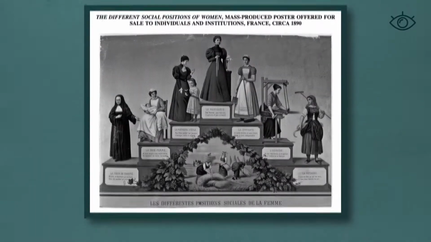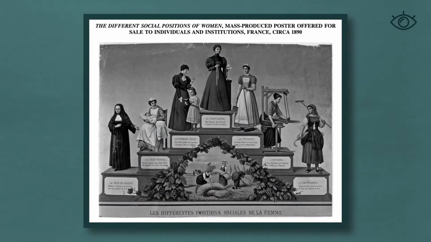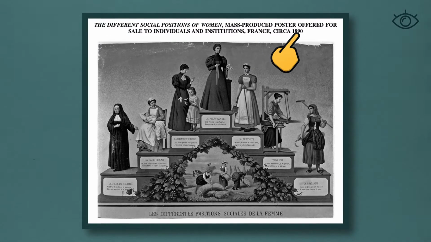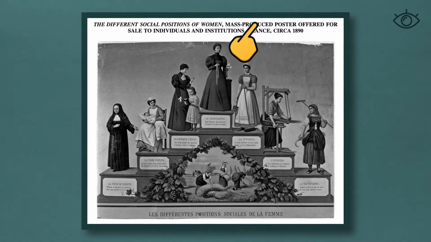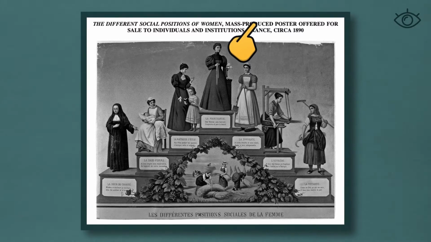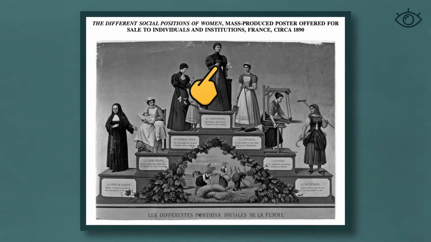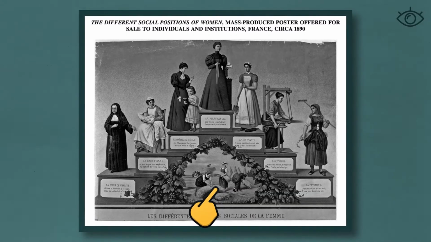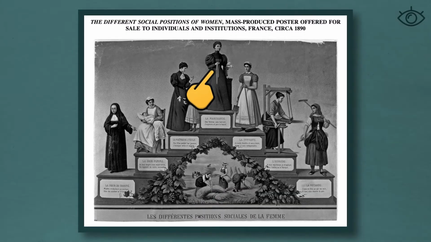Okay, now let's try the same process for a visual document for AP World, and I'll try to go a little faster. What do we do first? We look at it. And I see this is depicting different social positions of women. And where is it? Oh, France. And when? Oh, 1890. I also see that this poster was mass-produced to be sold to individuals and institutions. I also see that these various women are positioned in a pyramid, and at the center are women farming. And since we're going quick, I just want to pay attention to the woman on the top of the pyramid, and that tells me here that she's a clothier.